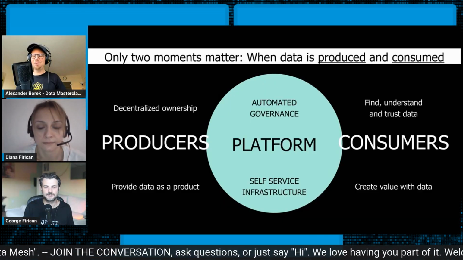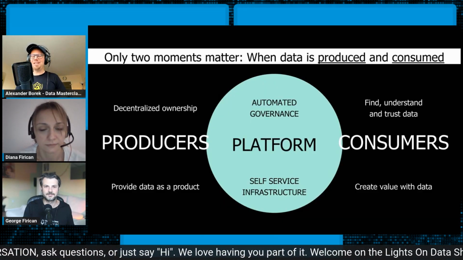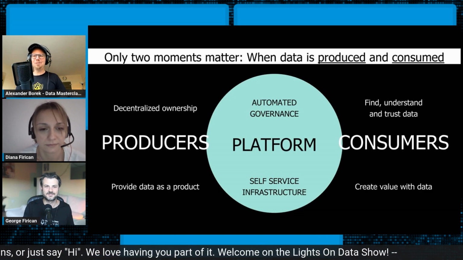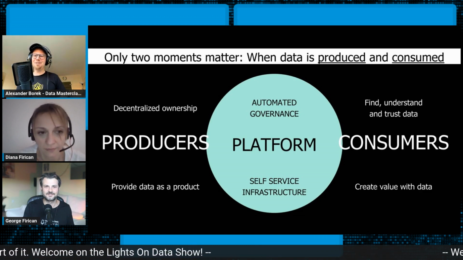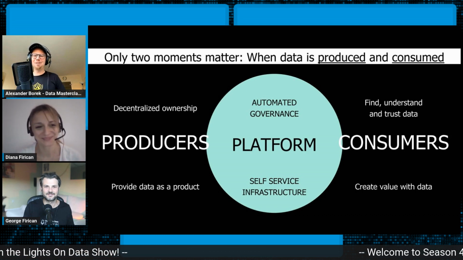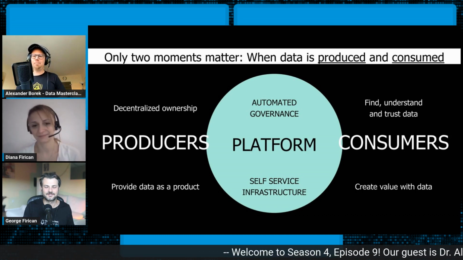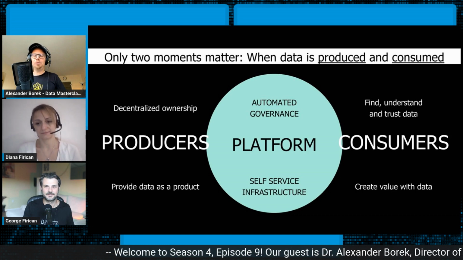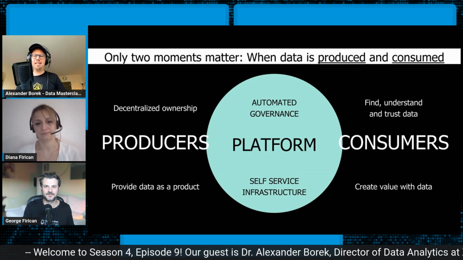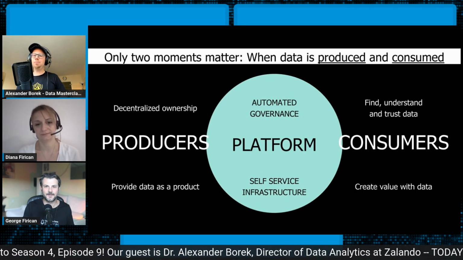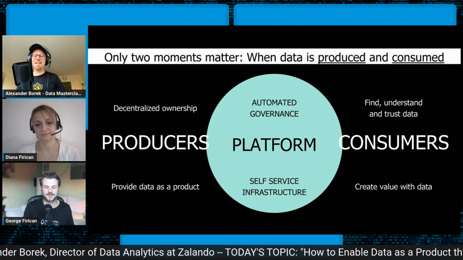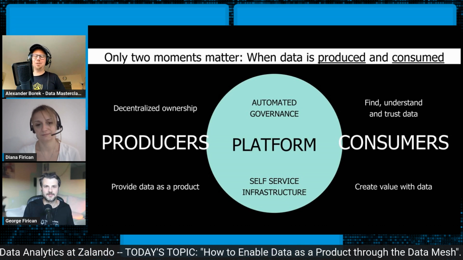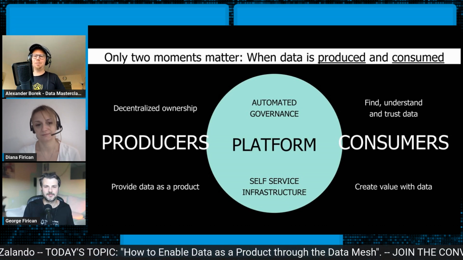This is something that Tom Redman taught me, that only two moments matter in the life of data. It's when it's produced and when it's consumed. And everything else should be invisible, like the iPhone and iOS, which makes a lot of complexity go away for the consumer. So really the platform is supposed to help the producers to share data as a product in the easiest way. Any cognitive complexity should be taken out of the process, and the technology should be as easy as possible to use.